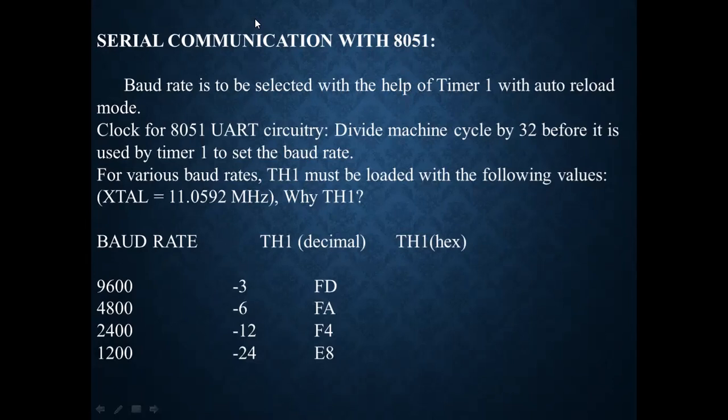Sir, is TH1 the 2's complement of TH1, that is -3? Yes, there is a column, just this column thing. Okay, it moved a bit to the left side, so maybe that is why it is difficult to understand. So the TH1 decimal value is -3, and the TH1 hexadecimal value, because 8051 cannot understand decimal, right? Okay, so we are going forward.